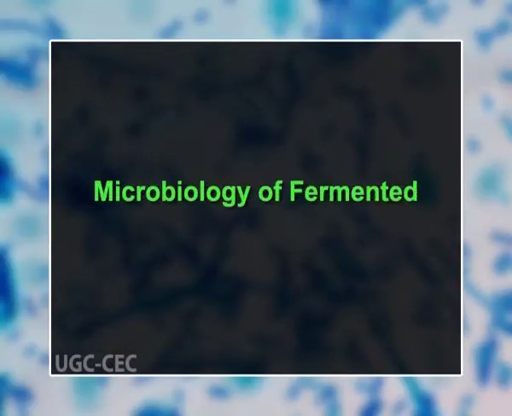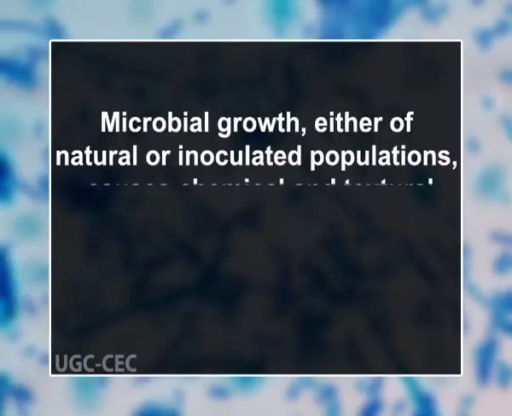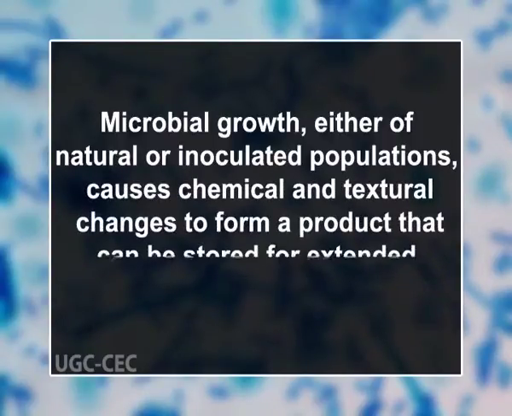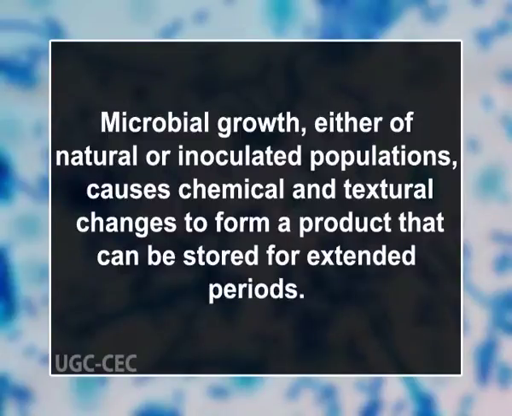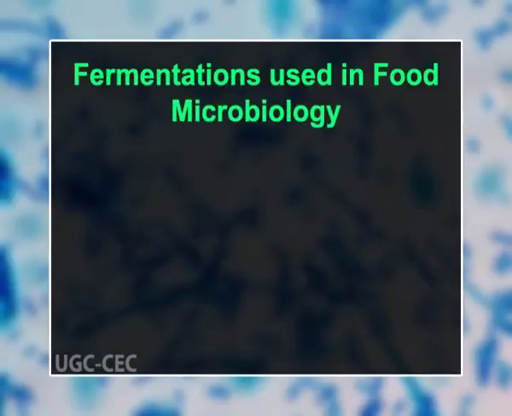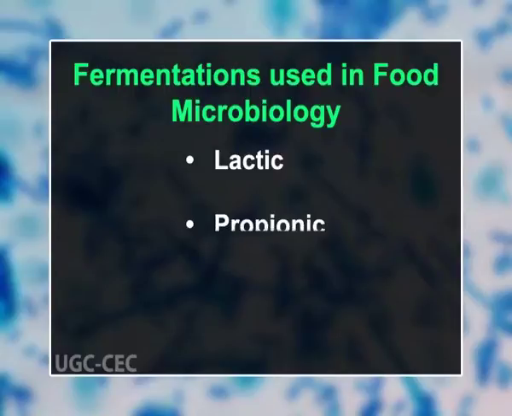Now coming to microbiology of fermented foods. Over the last several thousand years, fermentation has been a major way of preserving food. Microbial growth, either of natural or inoculated populations, causes chemical and textural changes to form a product that can be stored for extended periods. The fermentation process also is used to create new, pleasing food flavors and odors. The major fermentations used in food microbiology are lactic, propanoic, and ethanolic fermentations. These fermentations are carried out with a wide range of cultures, many of which have not been characterized.